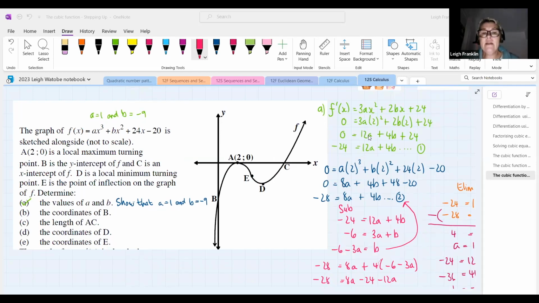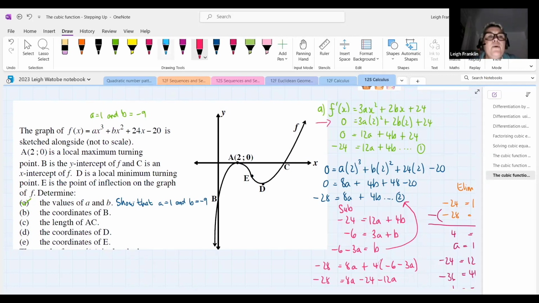Okay, so in this case, they gave us the coordinates at a turning point on the function, and they wanted us to work out the values of a and b. So when they give us the coordinates at the turning point, we have to use the first derivative because the gradient at the turning point is going to be equal to zero. So that's how we are able to sub in the x value at the turning point and then equate it to zero, which is what I was doing in this line over here. That gives us one equation in terms of a and b.